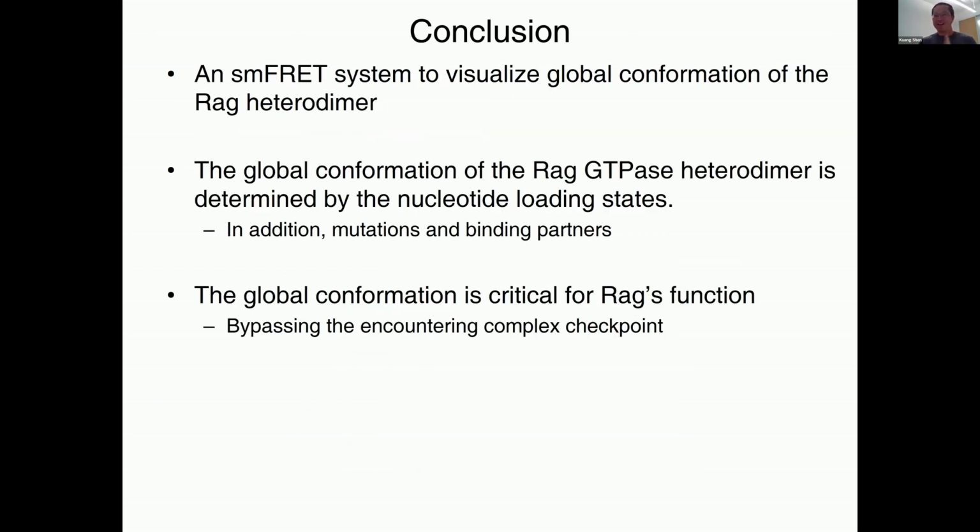So I think I've shown you enough data at this time, which will bring us to the conclusion. So here we used the exciting instrument to build a single molecule system to visualize the global conformation of the Rag GTPase dimer. And it turns out that in addition to the local conformation of the GTPase, each individual GTPase subunit, the global conformation or the overall shape of the Rag GTPase is important during amino acid signaling.